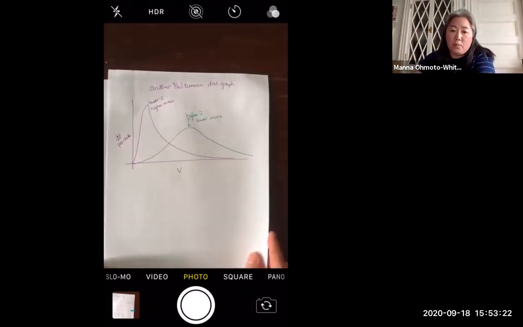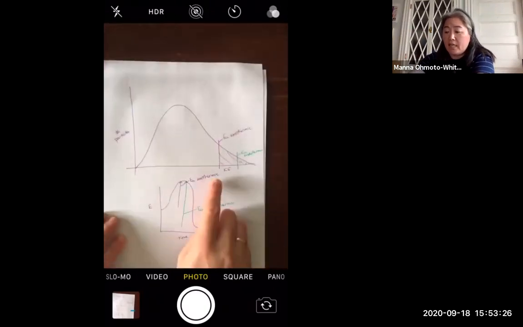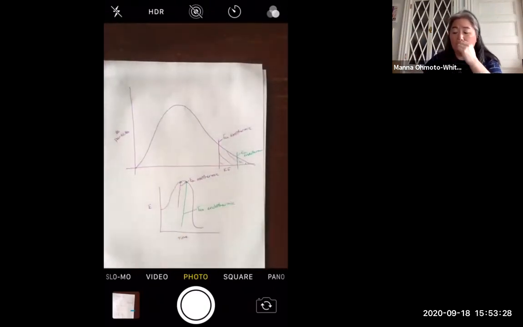Another type of Boltzmann distribution graph has, again, kinetic energy and number of particles, but I'm looking at a reaction from an exothermic and an endothermic process. So we know that one of the things that happens is that endothermic reactions are harder to happen at certain temperatures than exothermic reactions. Exothermic reactions tend to be more spontaneous.